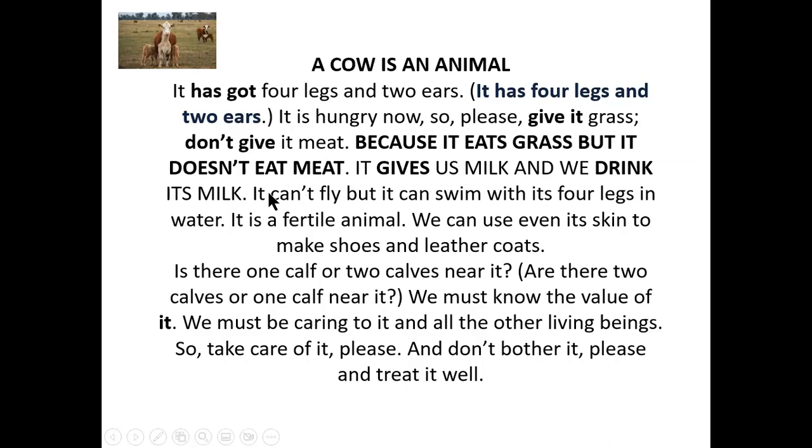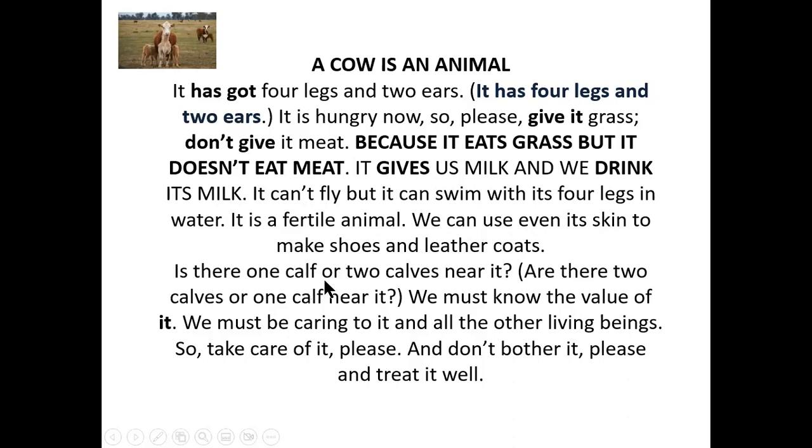A cat eats meat. Okay, a cow, it gives us milk and we drink. Present tense, it gives us milk and we drink its milk. It can't fly, but it can swim with its four powerful legs in water. It is a fertile animal. Yeah, fertile animal, productive animal. We can use even its skin to make shoes and leather coats.